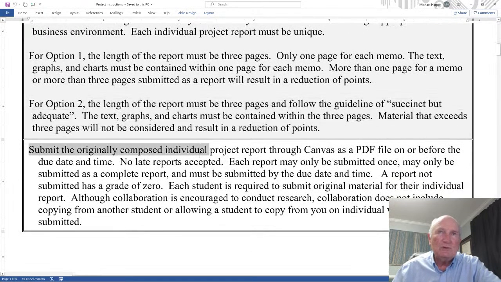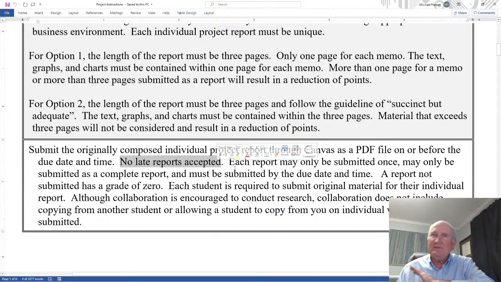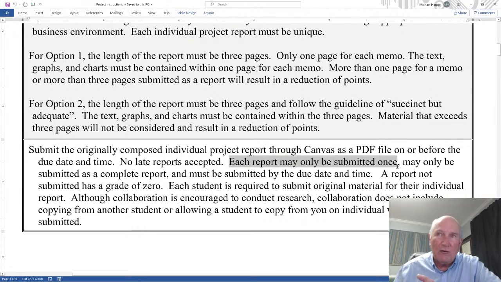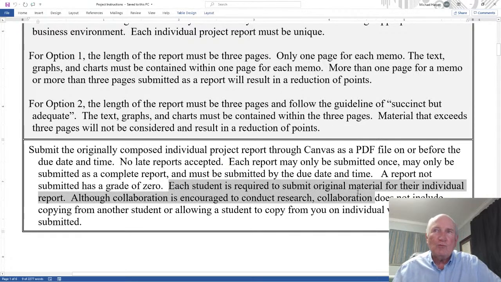Submit the originally composed individual report through Canvas as a PDF file, a 3-page PDF file, on or before the due date and time. No late reports accepted. Be very careful. After May 15th, I don't accept anything. You get a 0. Each report may only be submitted once, may only be submitted as a complete report, and must be submitted by the due date and time. A report not submitted has a grade of 0. Each student is required to submit original material for their individual report.